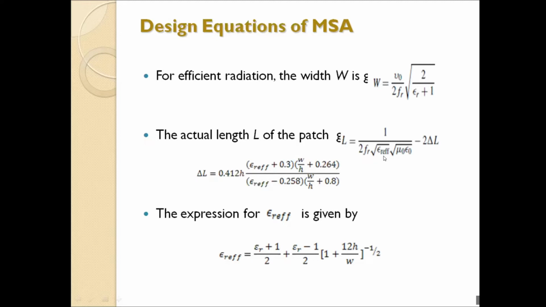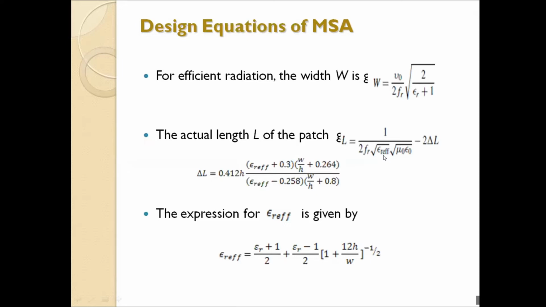Epsilon r effective, and this is C divided by 2f root of epsilon effective, or instead of C we can say 1 divided by root of mu naught epsilon naught. 1 by root of mu naught epsilon naught is nothing but the free space velocity C, 3 into 10 power 8. So the differences from the length and width: this is again C, or v naught, divided by this one, but here directly uses epsilon r or permittivity, but this one uses an effective permittivity.